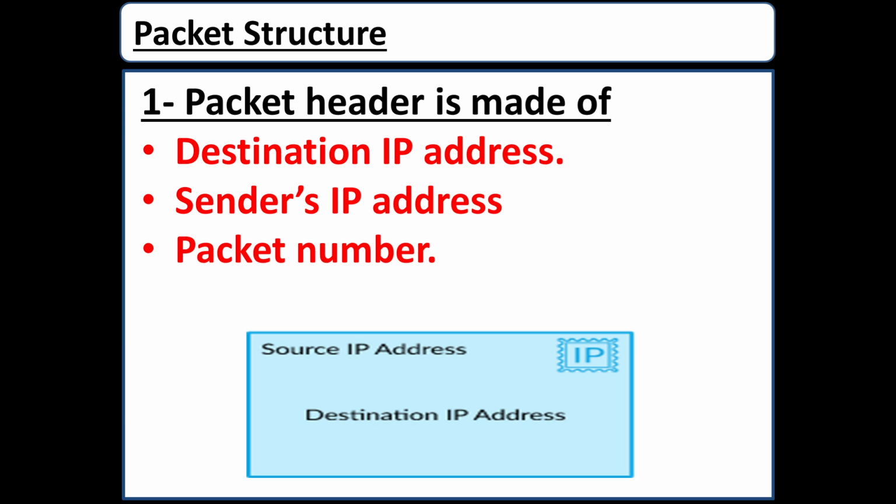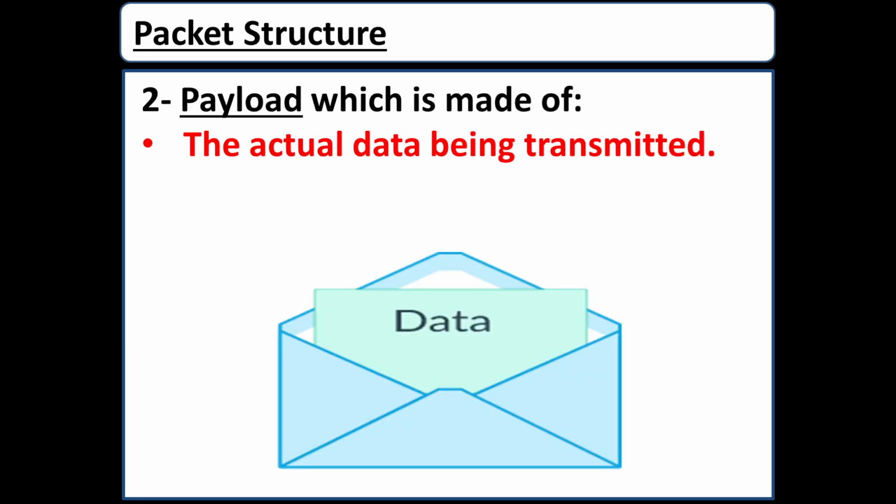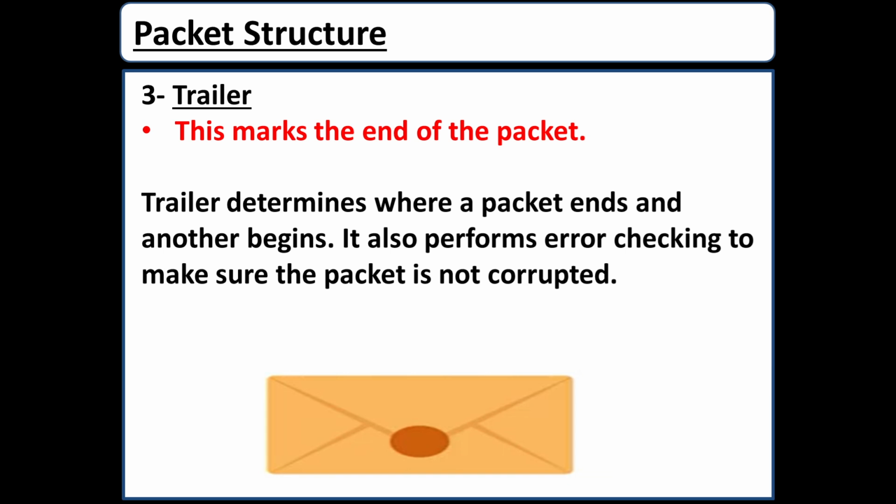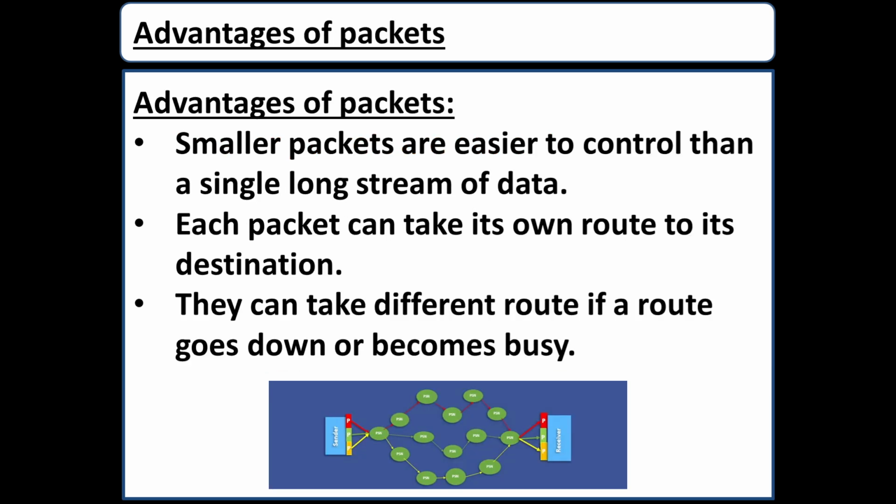The packet header will include the destination IP address, the sender's IP address, and the packet number. It's like the front of a letter. Then it will also have the payload, which is the actual data being carried. So whatever you're actually sending is part of the payload. And then it will have the trailer, which marks the end of the packet. The trailer can also determine where a packet ends and another begins, so it performs error checking as well.